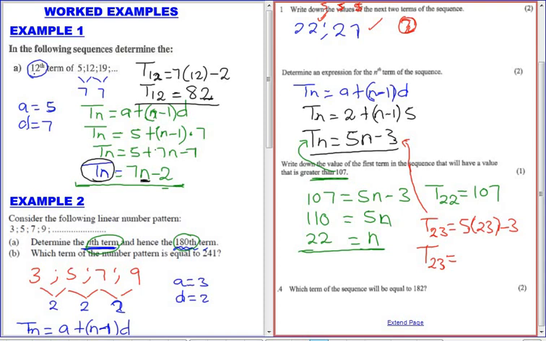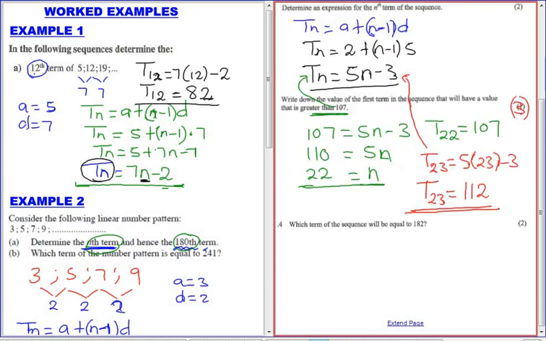Okay? I'm getting 112. And this 112 happens to be greater than 107. So that is what you will be expected to do here.